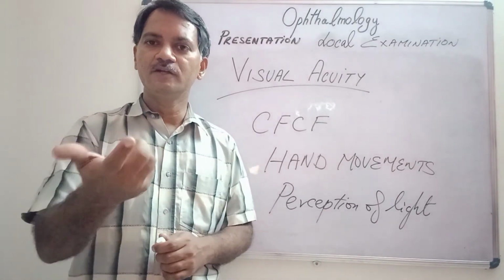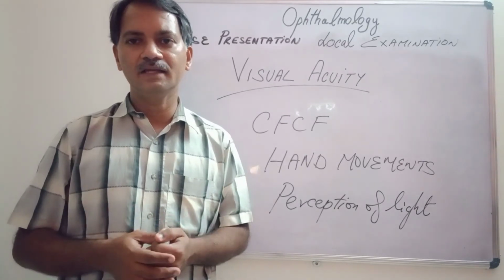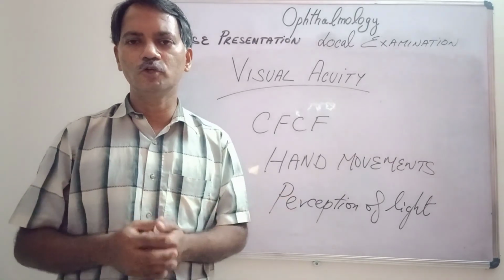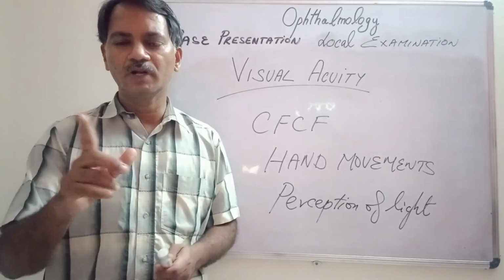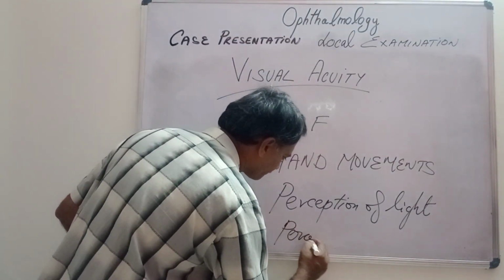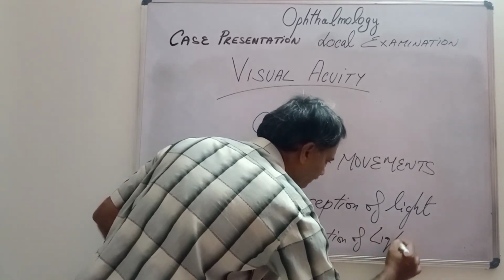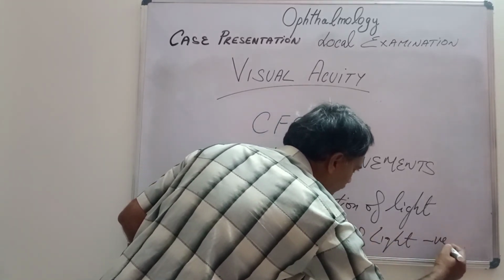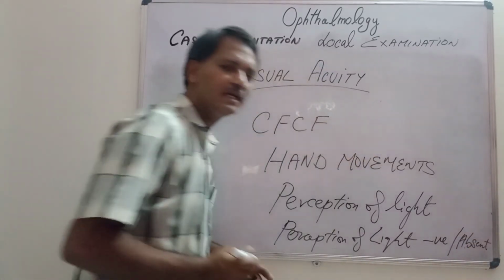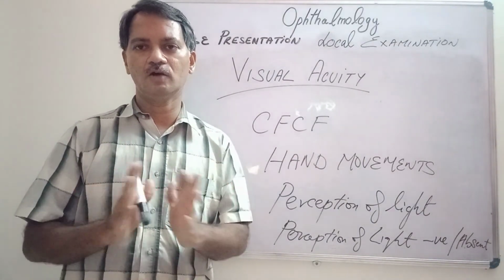Suppose you are throwing light on the patient's eye, and the patient is not able to appreciate even that light. The patient says, everything is dark, nothing is visible to me. Then, how to record the visual acuity? You should record it as perception of light negative or absent. This is how visual acuity should be recorded.